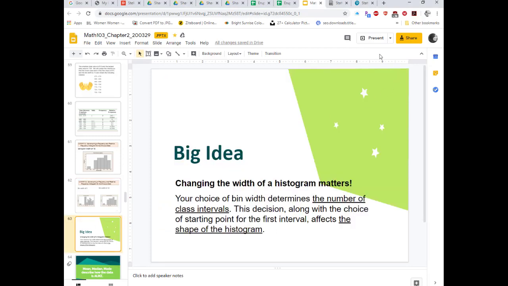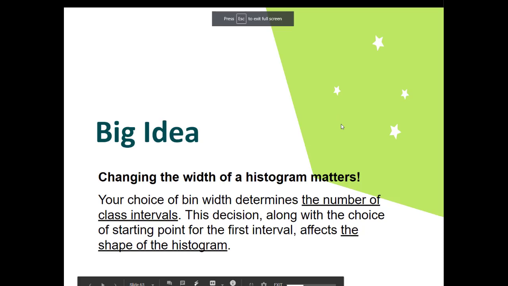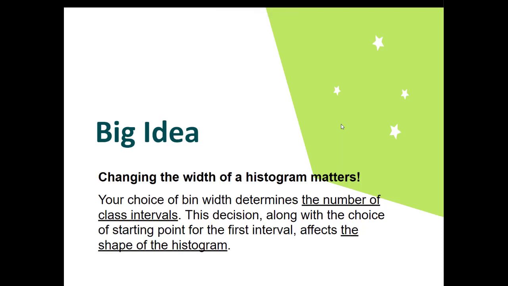So if I were going to basically give you a big idea for this, the big idea is that changing the width of the histogram matters. Your choice of bin width determines the number of the intervals of the columns. And this decision with the choice of a starting point for the first interval affects the shape of the histogram.